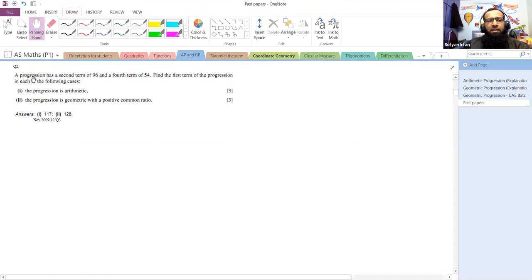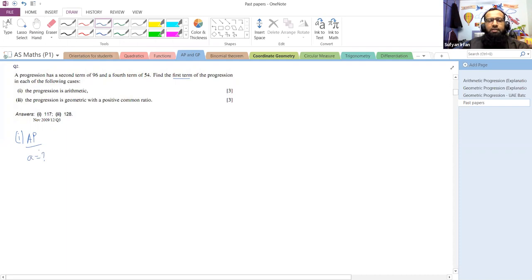Now, when the examiner has said a progression, we are not very clear as to whether it's arithmetic progression or geometric progression. That is why the examiner has said, find the first term of the progression in each of the following cases. The first part is a different one, and the second part is a different one. The first part says, if the progression is arithmetic progression, then find the first term. So basically, we have to find the first term.